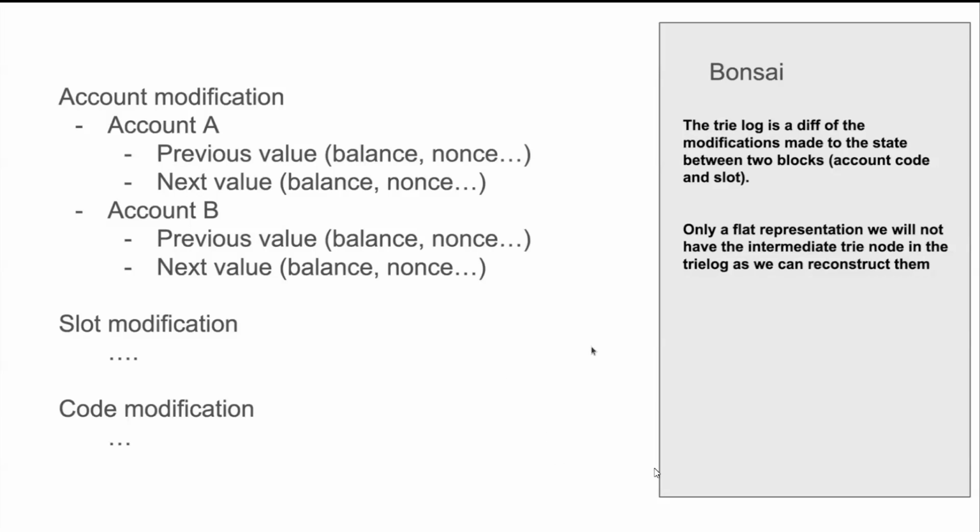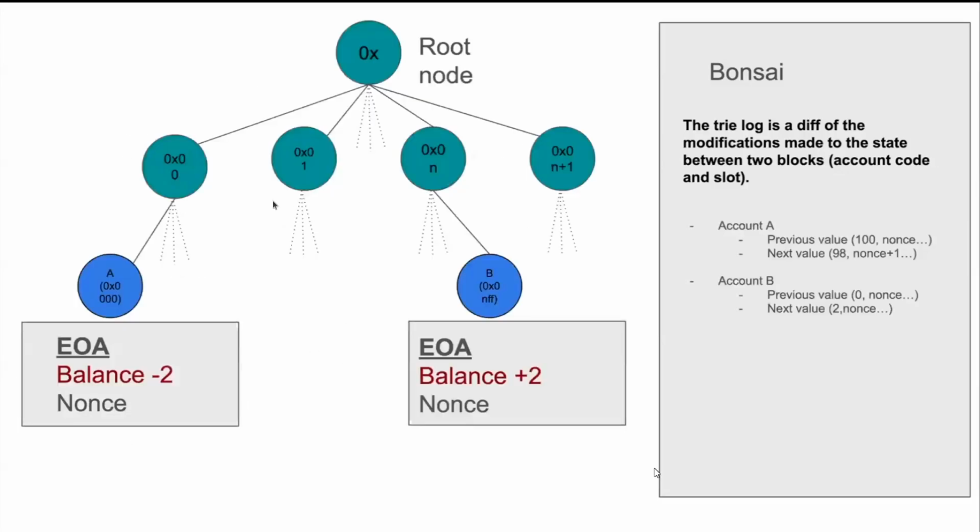As I said before, account modification. So you will have account A, account B with the previous value and the next value, slot modification, code modification, etc. For example, when I want to transfer some heat from A to B, I will generate a trilog like that. We will have account A with the previous value. We can say, for example, the balance before was 100. And after the transfer, the balance was 98. And the nonce was increased by 1, for example. For account B, we can say maybe the balance was 0 before, and after receiving the transfer, the balance was 2.